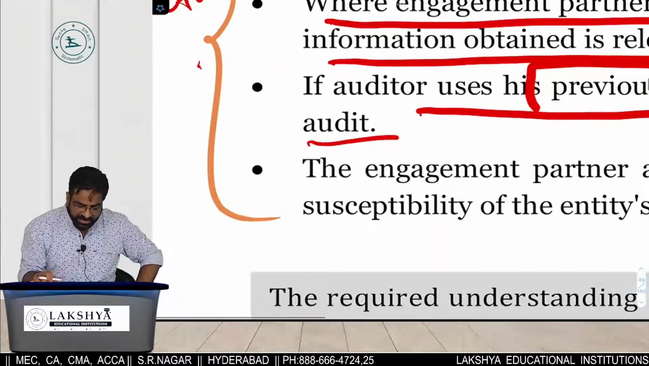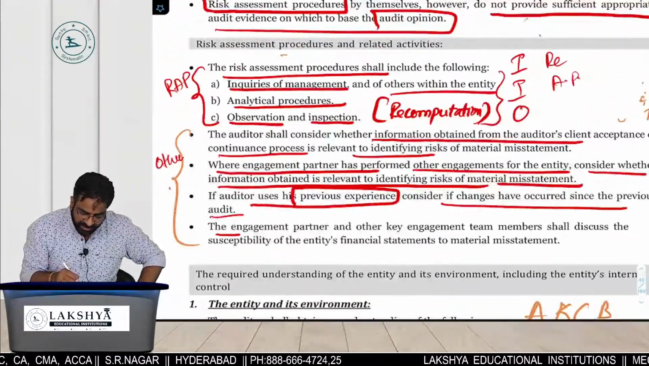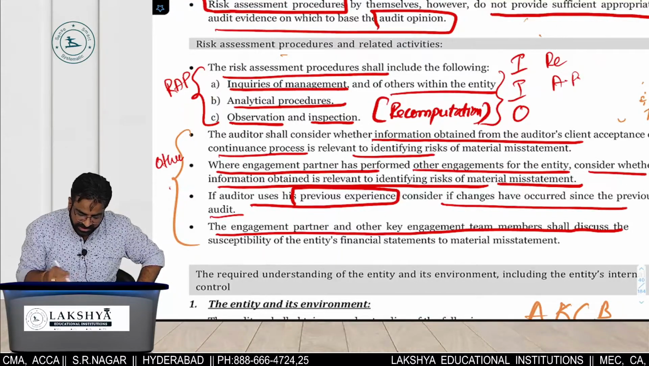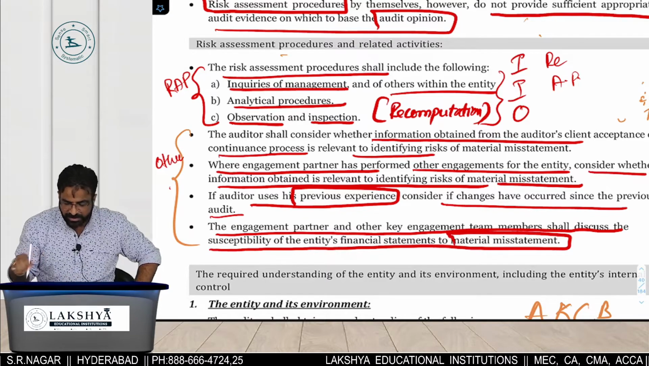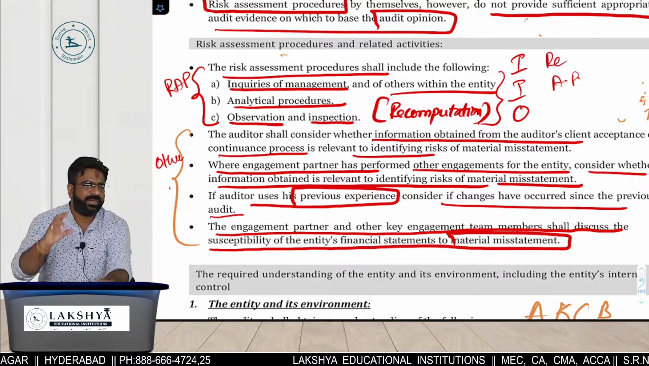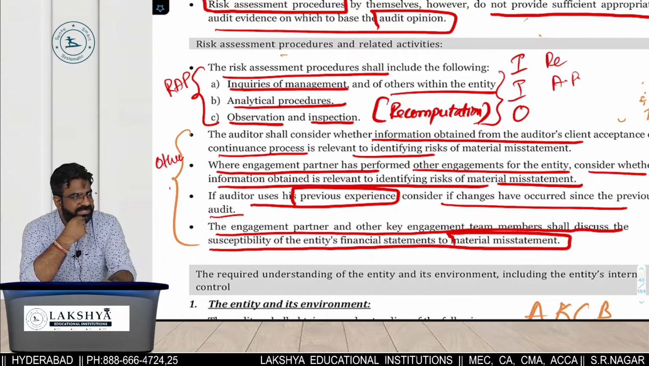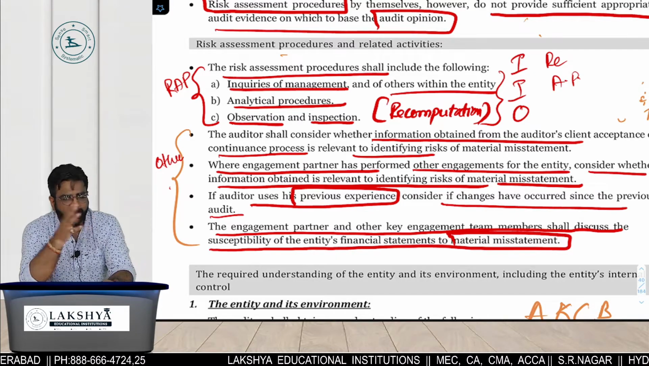Previous audit. And last but not the least, the engagement partner and the other key team members shall discuss the susceptibility of the entity's financial statements to what? Material misstatement. Do you remember, in bank audit we did a topic, discussion with the engagement team. Tell me the 5 points we did over there.